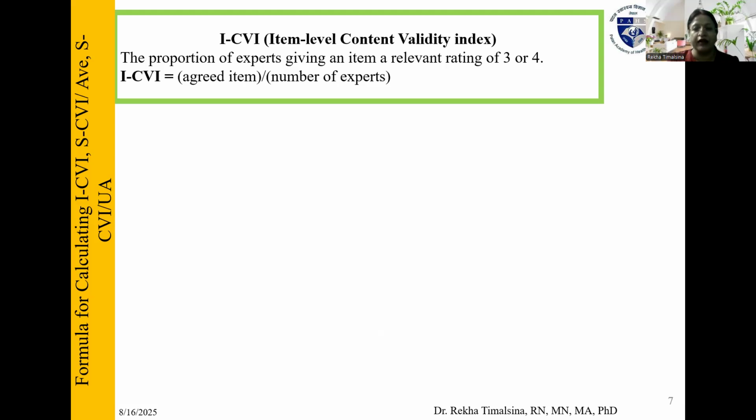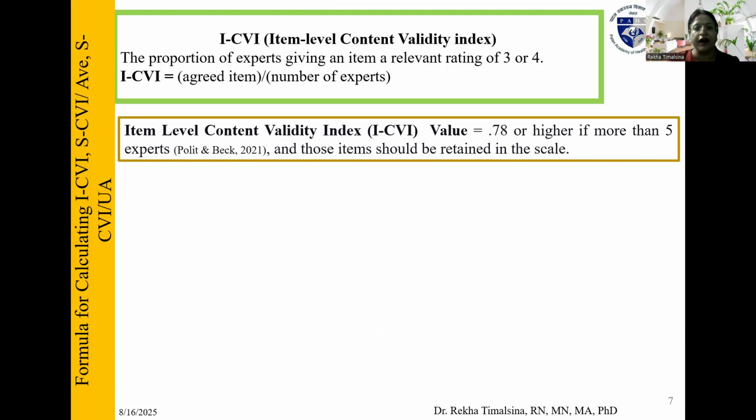The I-CVI values range from 0 to 1. For panels consisting of more than 5 experts, an I-CVI of 0.78 or higher is deemed acceptable. More specifically, an I-CVI of 0.79 or above indicates that the item is valid. A value between 0.70 and 0.79 suggests the item should be revised, while a value below 0.70 implies that the item should be eliminated.